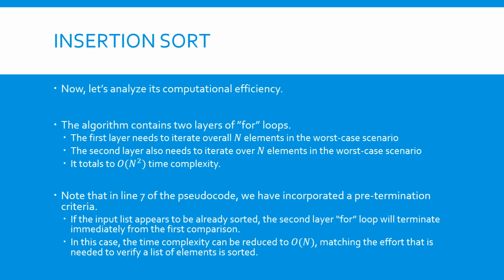Then, we analyze the computational efficiency of the algorithm. We know that the pseudocode contains two layers of for loop. Both layers iterate through all n elements in the worst-case scenario. Therefore, the time complexity of the algorithm is O(n²). Recall that in line 7 of the pseudocode, we have incorporated a pretermination criterion, which reduces the time complexity to O(n) with the sorted list as input.